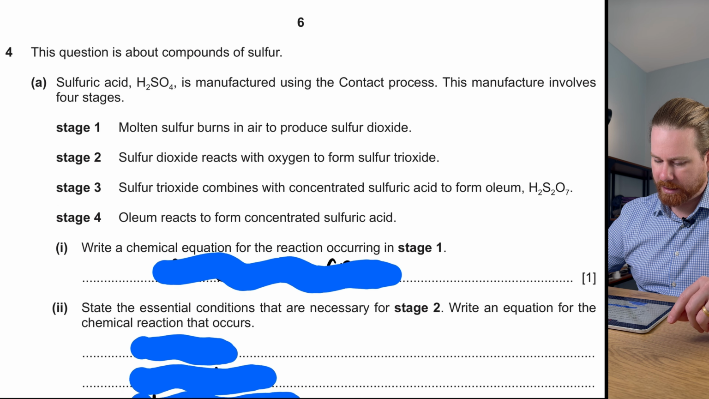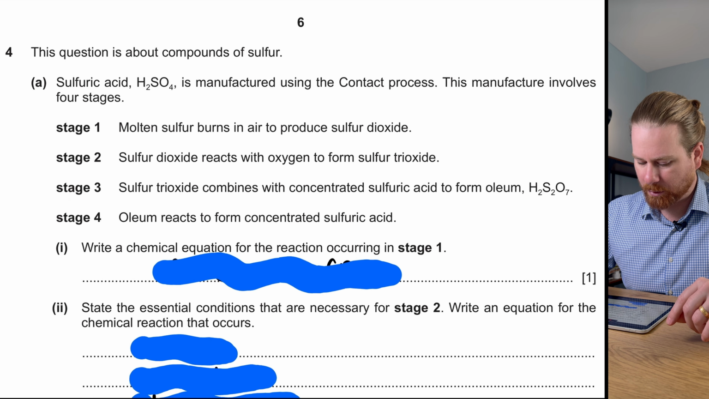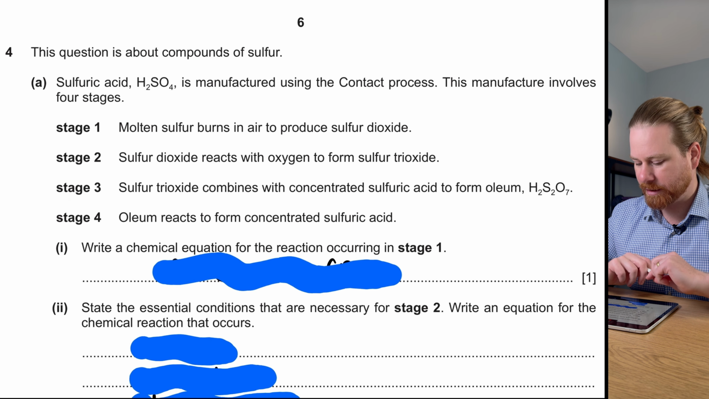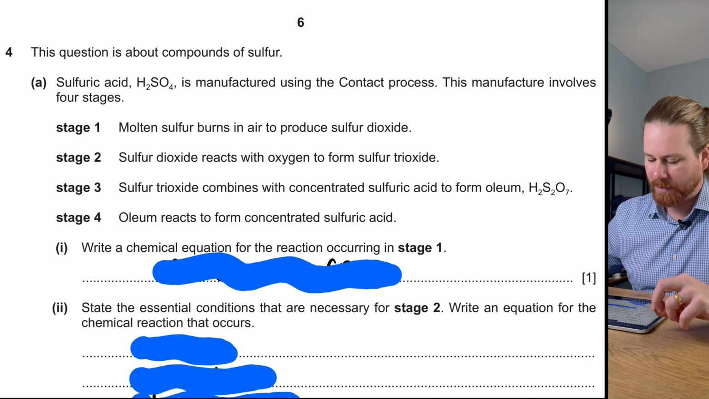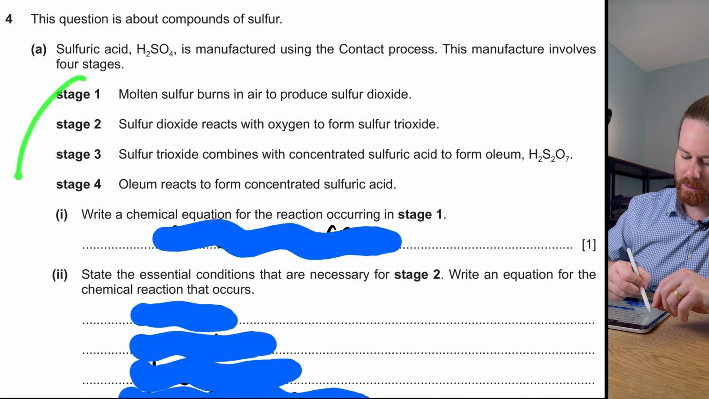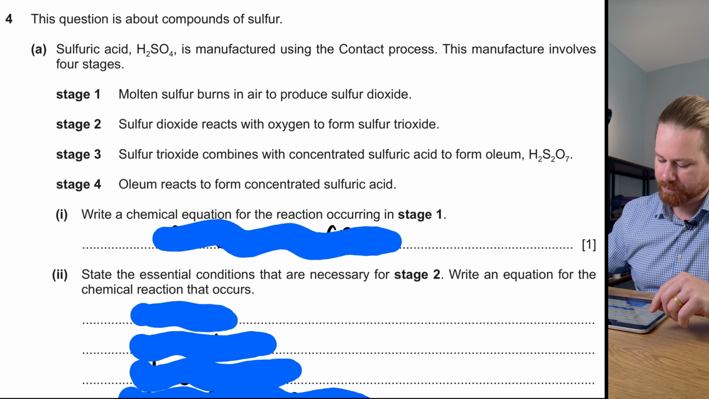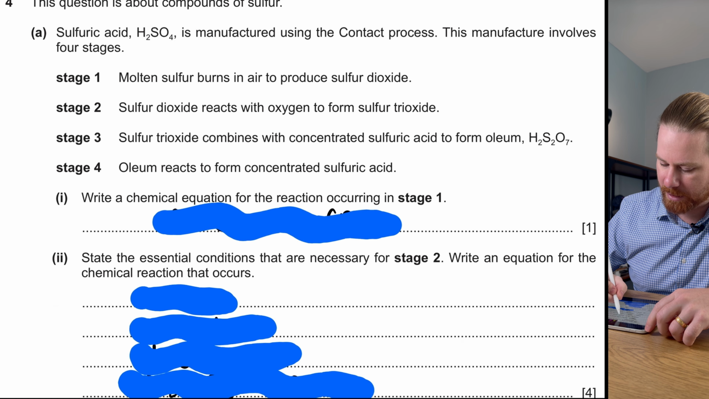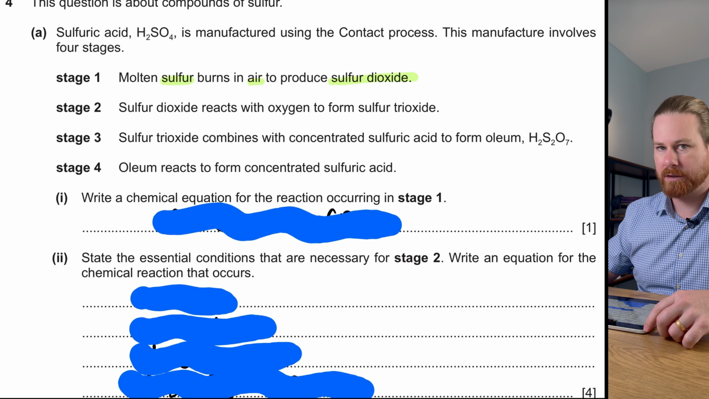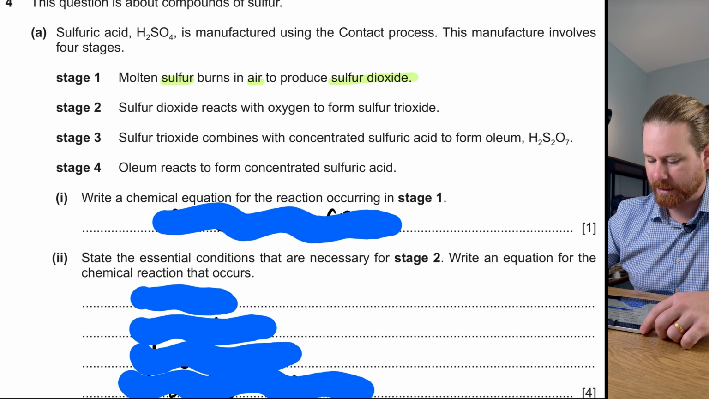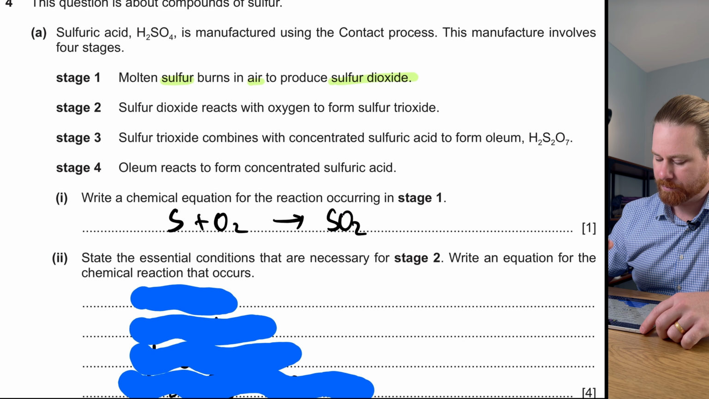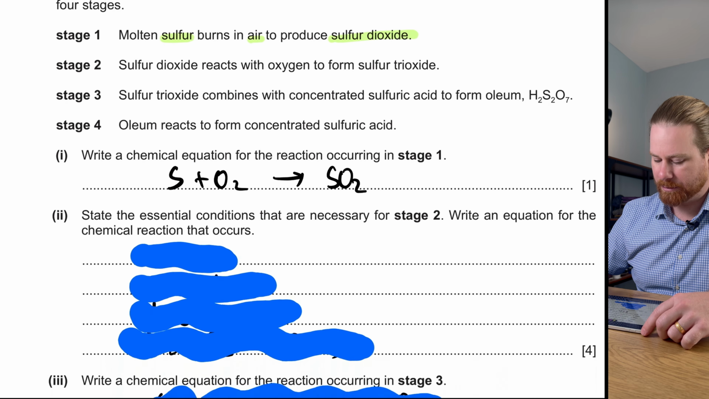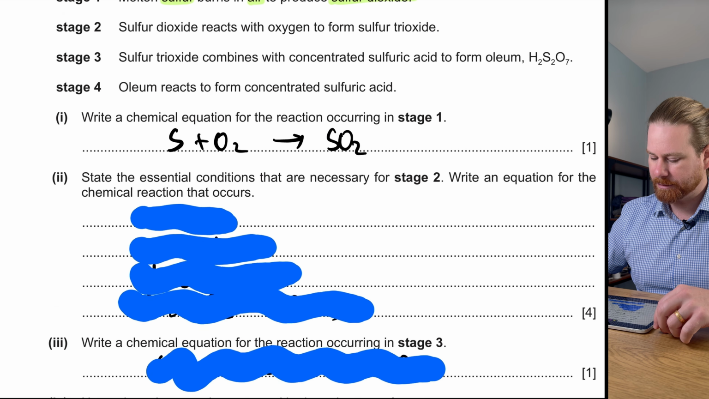Okay, now we have a question about sulfur. So sulfuric acid is made in the contact process, and here we have the 4 stages of the contact process. Okay, so write a chemical equation for what's going on in step 1. So in step 1 we have sulfur reacting in air to give us sulfur dioxide. So what element is it reacting with in air? It's reacting with the oxygen to give us our equation here. So sulfur plus oxygen gives us sulfur dioxide.